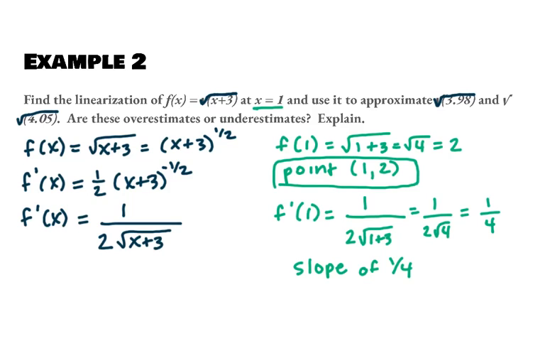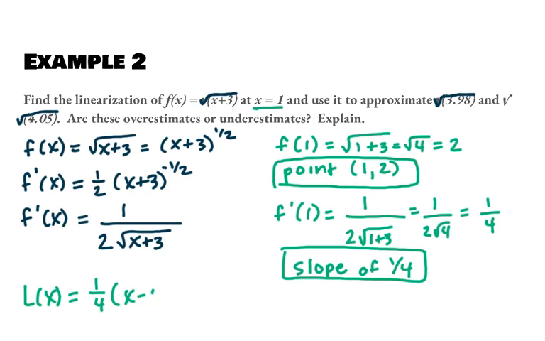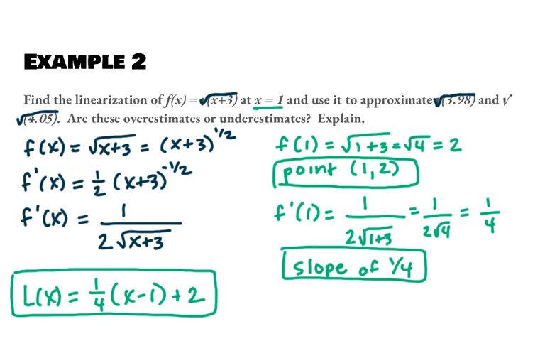Okay, so we've got our point, we've got our slope, which means we can write our linear approximation model. So in this case, we're going to say that L of x equals our slope times x minus 1 plus 2. Okay, and now we're actually going to use this to estimate the values that they're asking about.